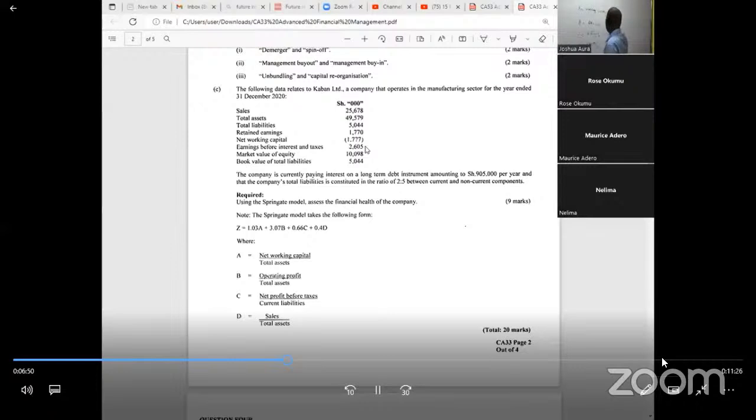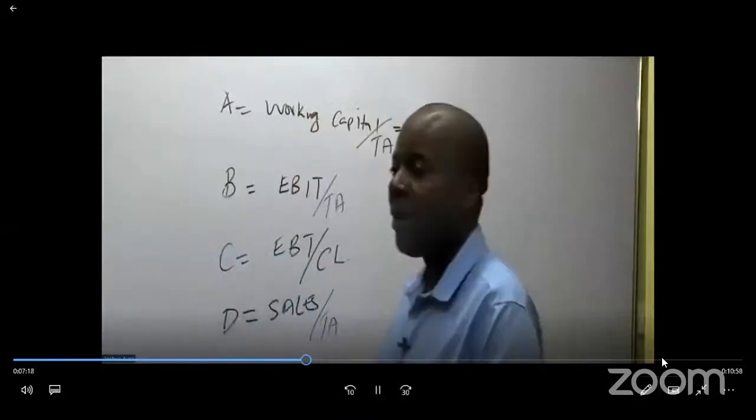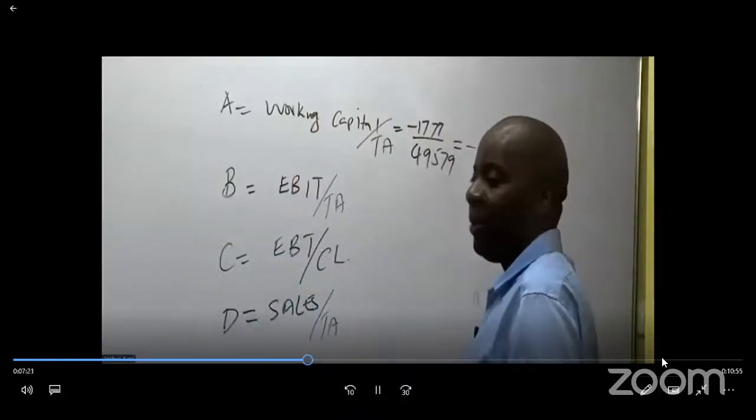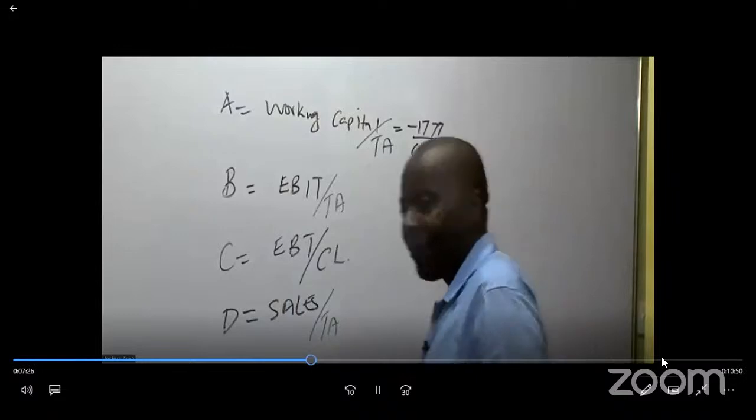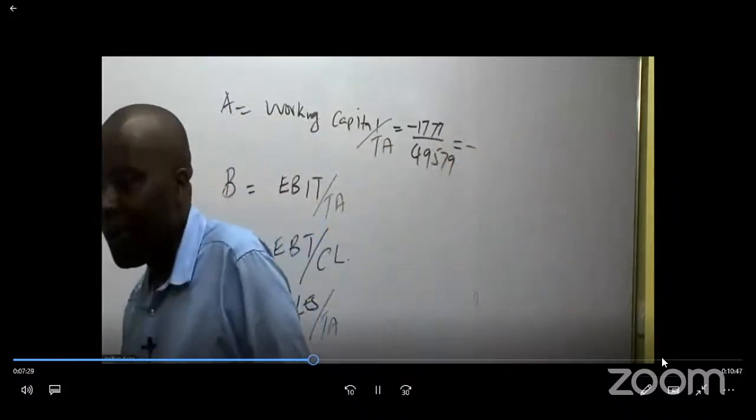So I'll simply take negative 1777, you can see it in brackets, all over the total assets of the company. The total assets of the company have been given down here, 49,579. So could you kindly give me this figure in 4 decimal places? Is there somebody who can give me this figure in 4 decimal places? It will be negative point something.